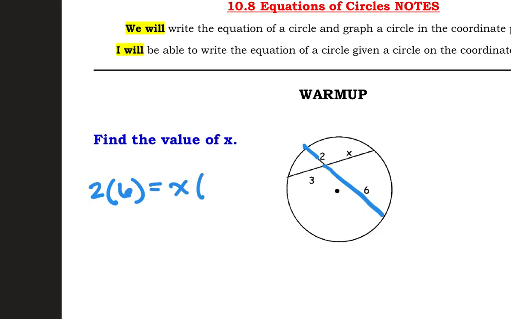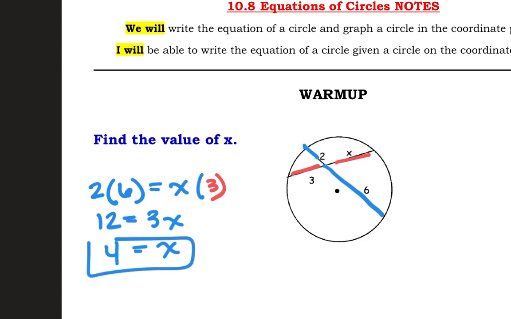He had you do it. And then we'll do 3 times x, right? Or x times 3. There we go. And 6 times 2 is 12 equals 3x. So x has the value of 4. All right. So if you ever are unsure, make sure you use your formula chart.